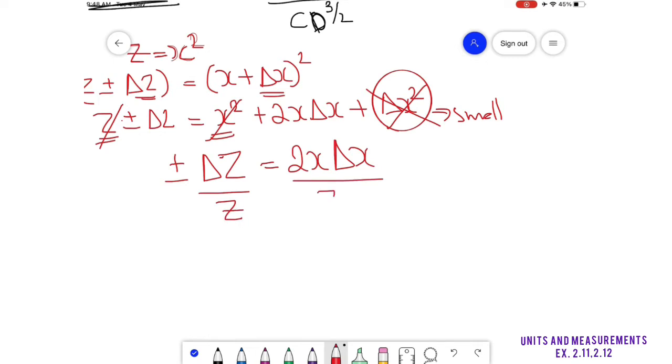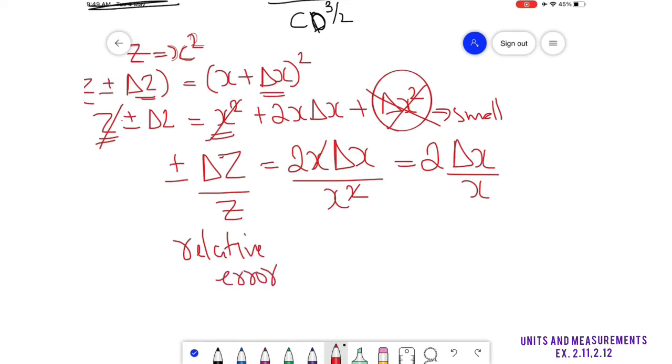Now divide both sides by Z. But over here Z is equal to X square, so we can replace Z with X square. So we get delta Z by Z equal to 2X delta X divided by X square. Divide the X from up and down, so we get 2 delta X by X. So for the Z equal to X square question, the relative error delta Z by Z is equal to 2 times delta X by X.